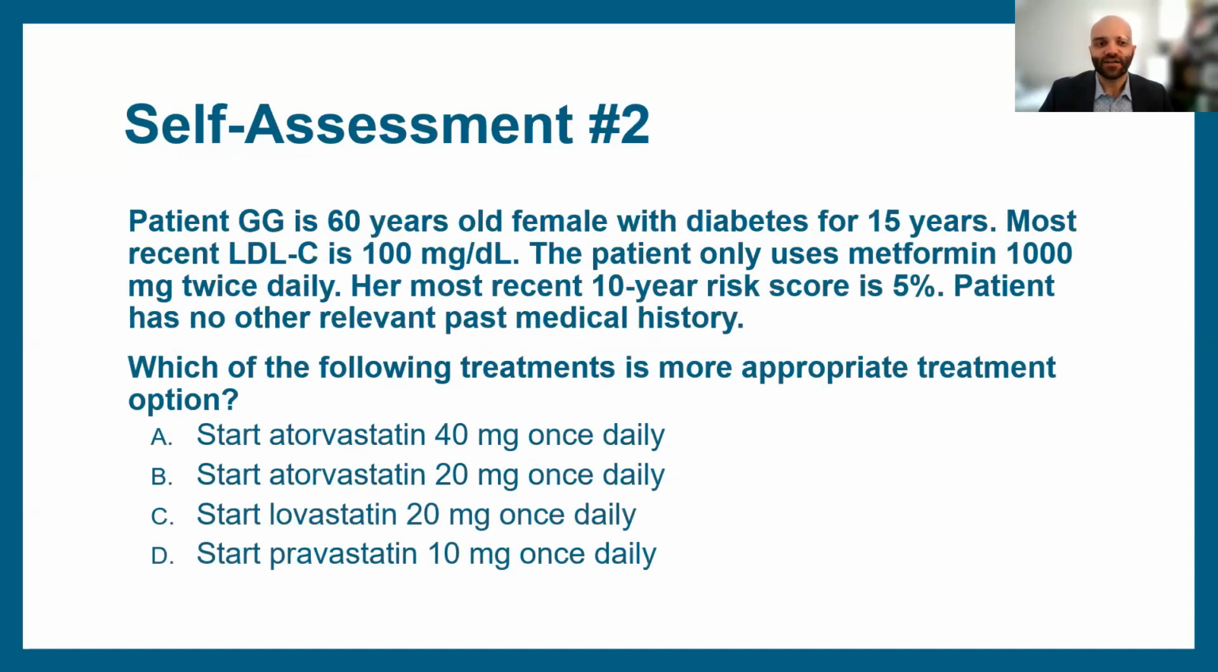All right, second question here. Patient is GC, a 60-year-old female with diabetes for 15 years. Most recent LDL is 100. The patient is using metformin 1,000 twice a day, and the 10-year risk score is 5%. Patient has no other relevant past medical history. Which of the following is the most appropriate treatment option for the patient? Is it atorvastatin 40 milligrams, atorvastatin 20 milligrams, lovastatin 20 milligrams, or pravastatin 10 milligrams?